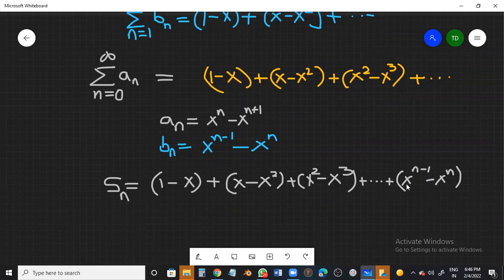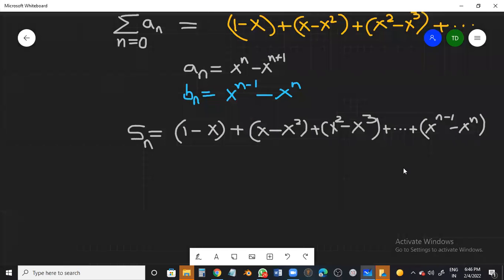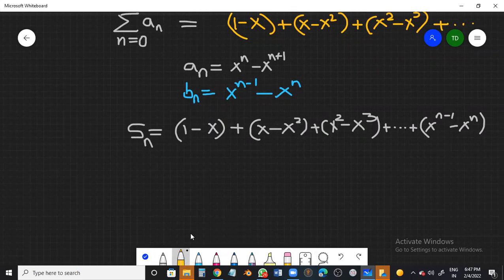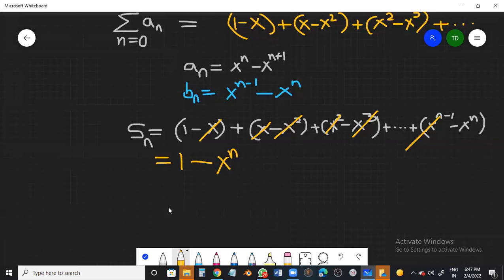So nth term, got it? And now if you observe, these x's are getting cancelled. Minus x plus x is getting cancelled. Minus x square plus x square is getting cancelled. Minus x cube plus x cube will be cancelled. Up to x raised to n minus 1, all the terms are getting cancelled. And this sum is nothing but 1 minus x raised to n. Got it? Sum is 1 minus x raised to n.